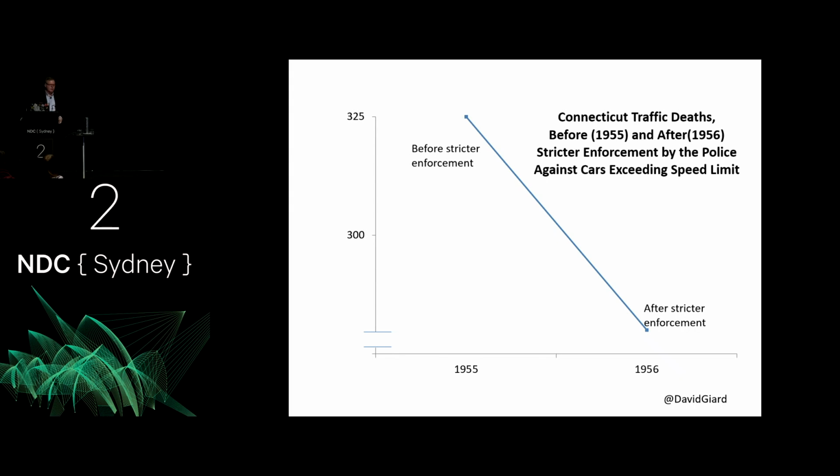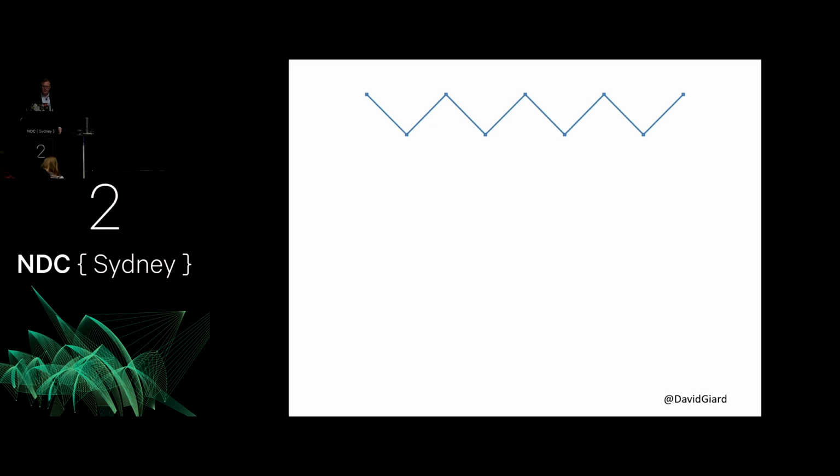The reason those 2 dates were chosen is because that's when Connecticut started to strictly enforce speed limits. Prior to that time, I think they had speed limits, but they weren't strictly enforced. And it looks like enforcing speed limits saves lives. It kind of makes sense, but does it? We don't really know. We can't infer that from this graphic because there's really no context. We don't know what happened before 1955 or after 1956.